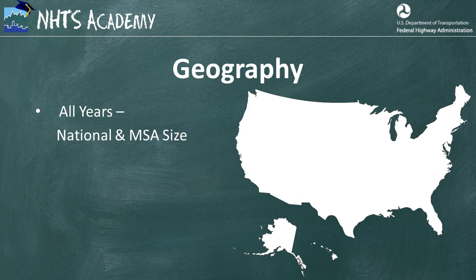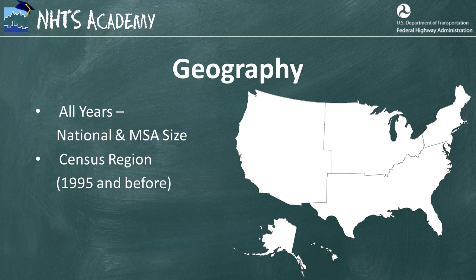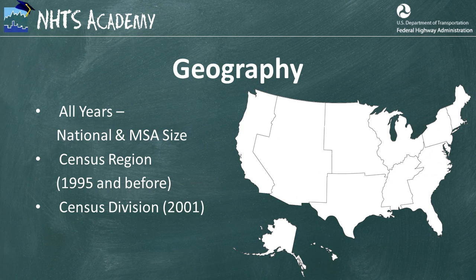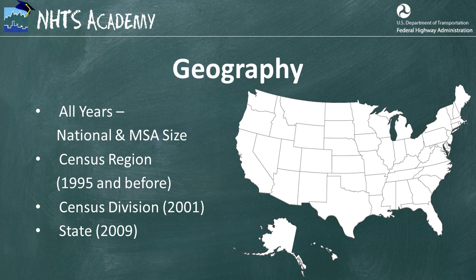Over the lifespan of the survey, sample weighting was performed to allow for estimates to be computed at different levels of geography. National estimates are available for all years, as are estimates by MSA size. In the 1995 and prior surveys, only estimates at the census region level, or the national level, were statistically valid. In 2001, this was improved to the census division level. In 2009, estimates at the state level are statistically valid.